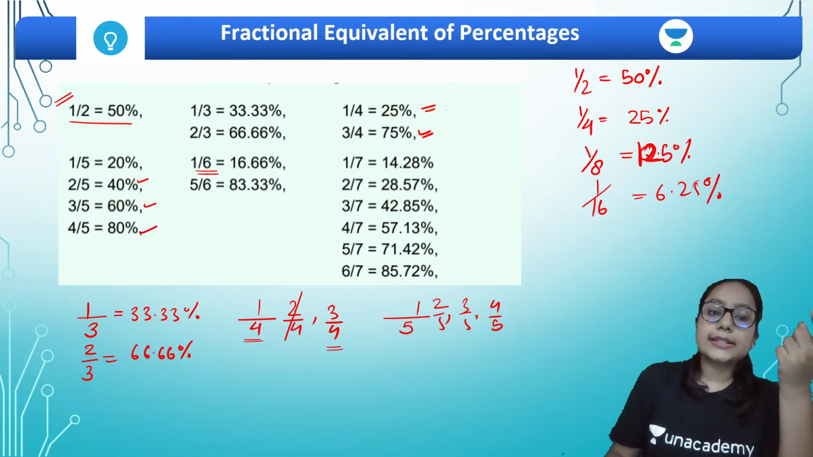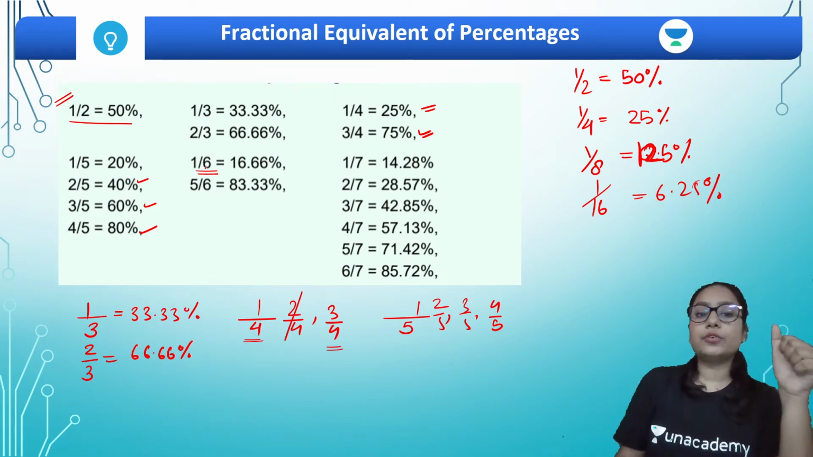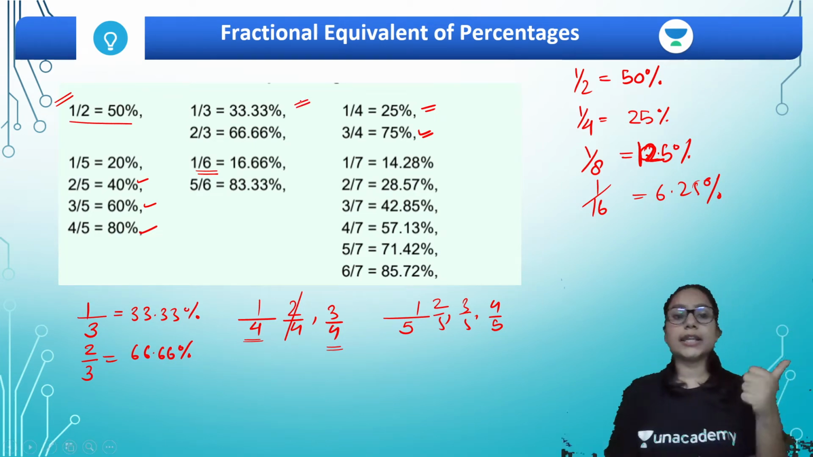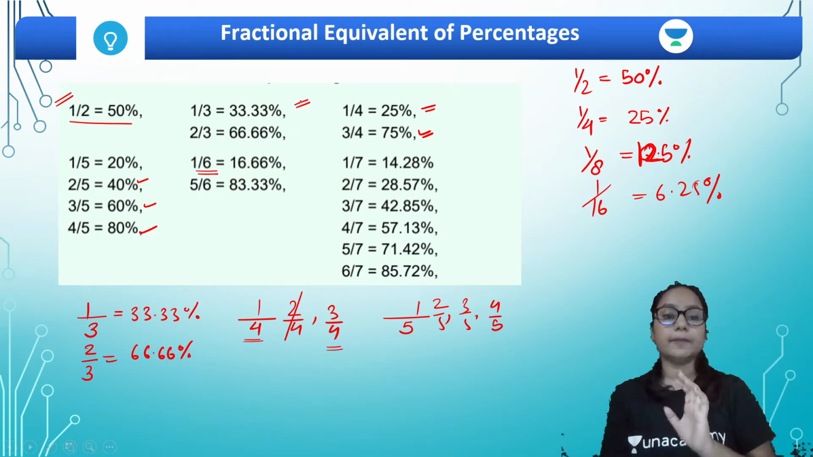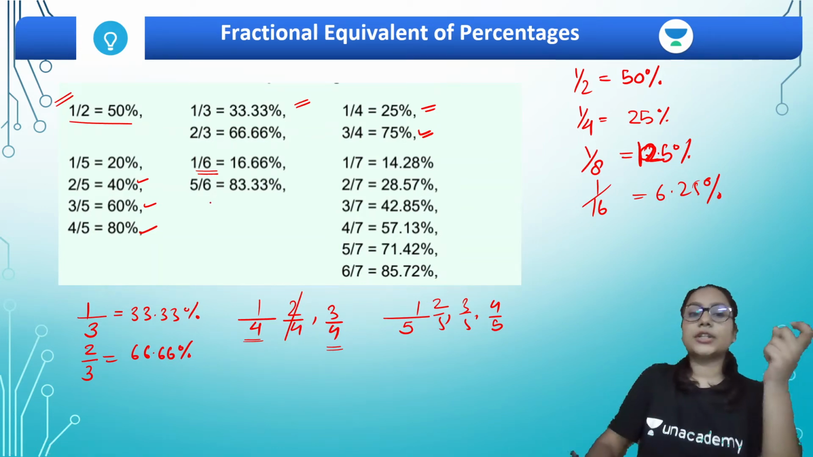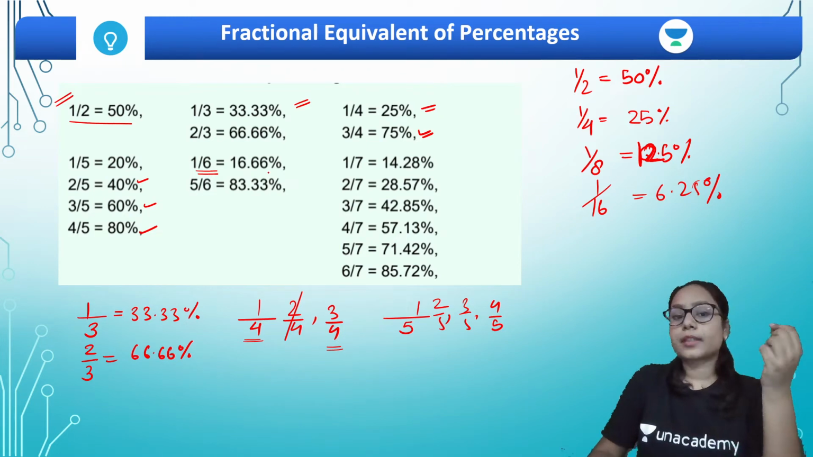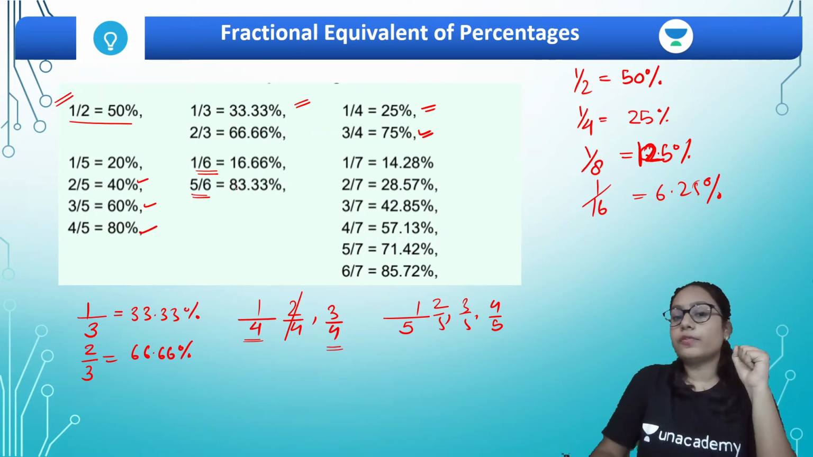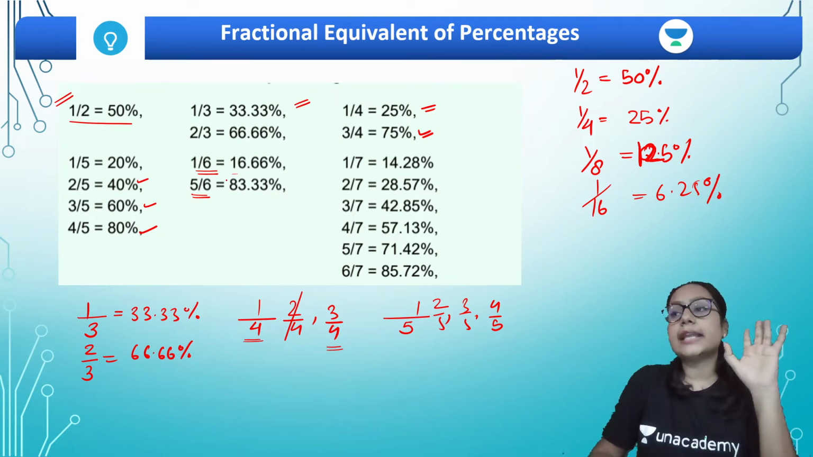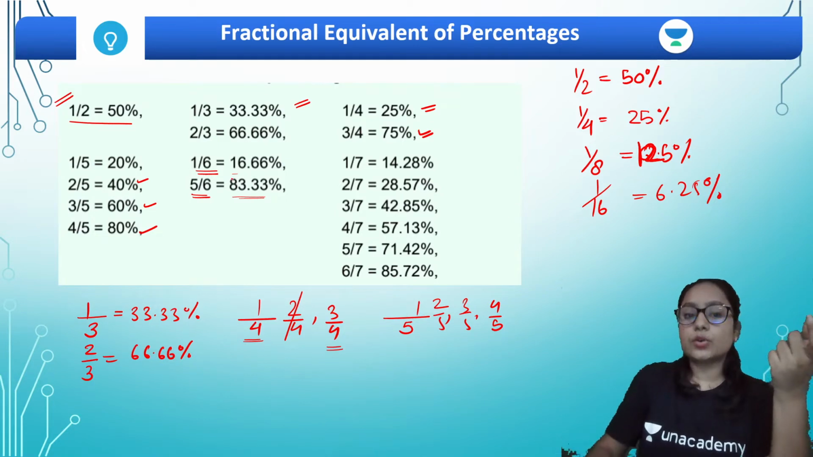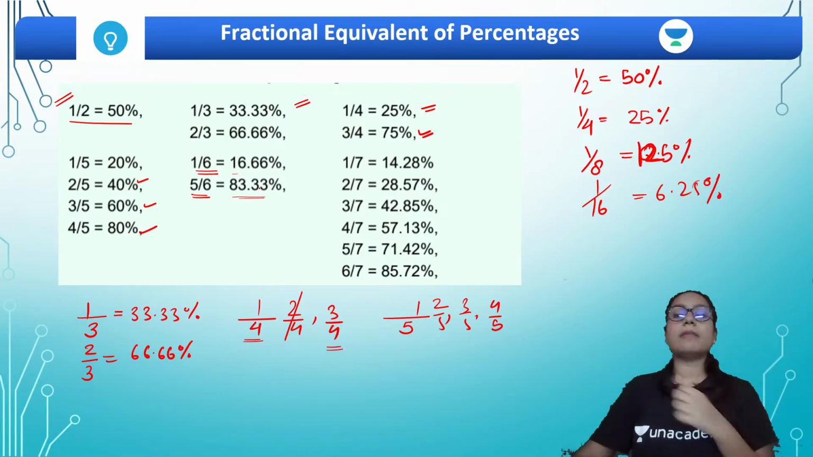Now 1 by 6. To calculate 1 by 6, you just have to divide 1 by 3 by 2. 1 by 3 we have already learned, that is 33.33. We divide it by 2, so I get 16.66. That is 1 by 6. Now 5 by 6 will be this into 5. 16 into 5 is 80, this we know. So this will be 83.33, the closest value. This way you can remember these.